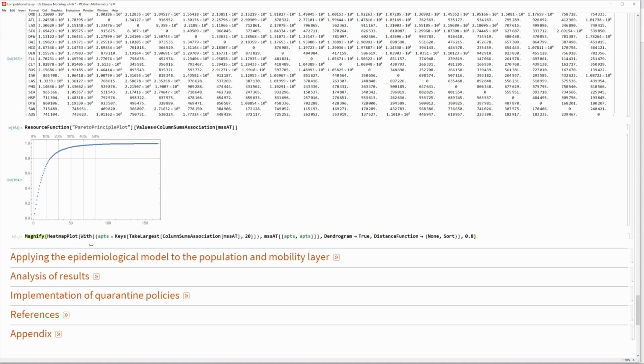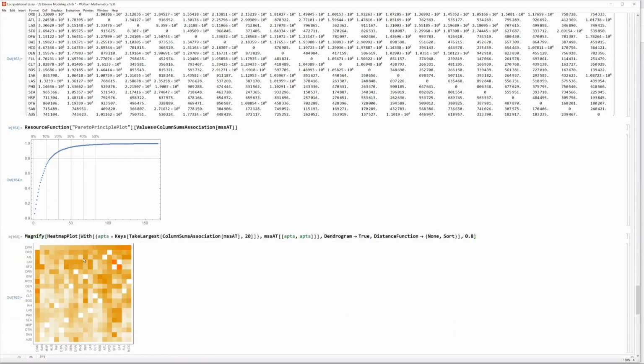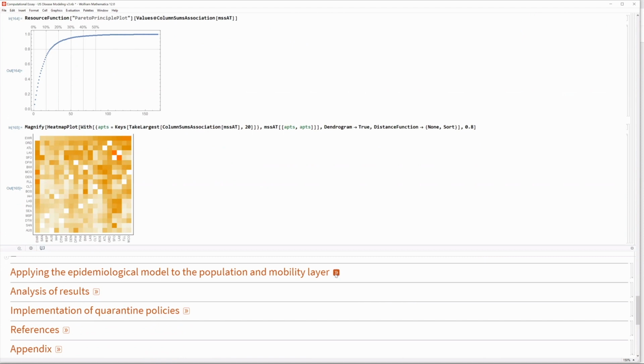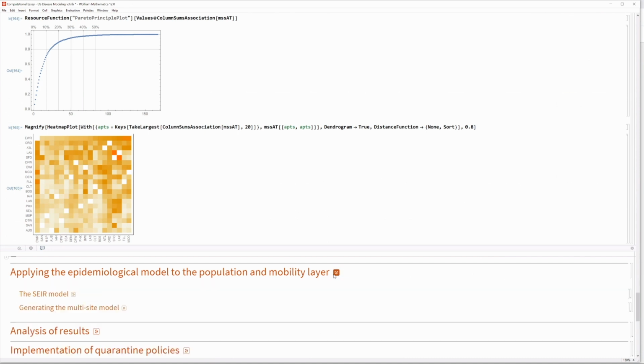One more module from Anton is the heat map plot. It has much more functionality available that you can use. But this shows you very graphically which airports concentrate most of the traffic around the United States. So this is the base which we use to develop the model. The next step is applying that epidemiological model to what we have seen so far.